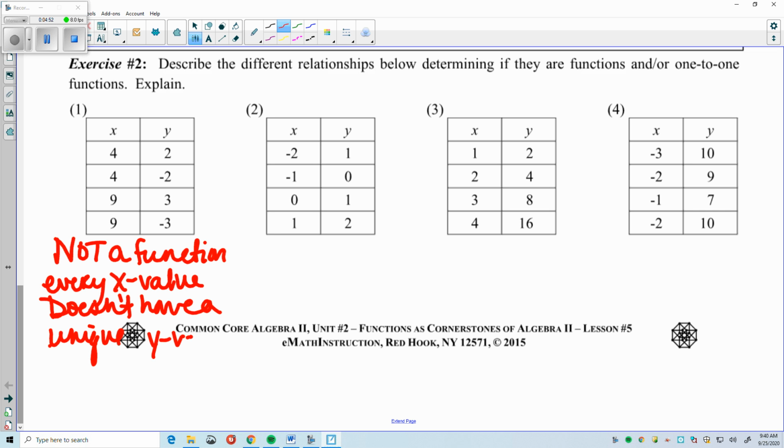So if it can't be a function, it's definitely not a one-to-one function. So not only is this first one not a function, but it's not one-to-one. Okay, so if we go back, start again with, is it a function?